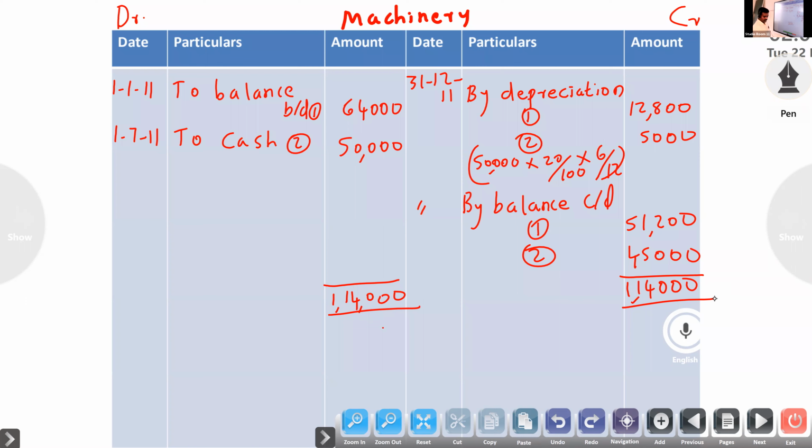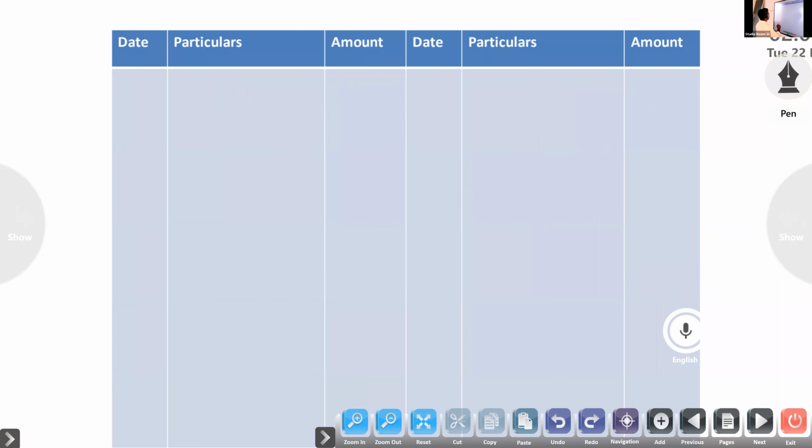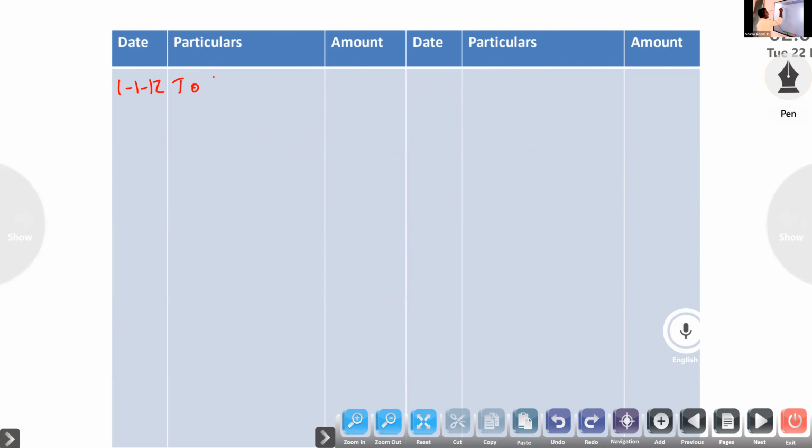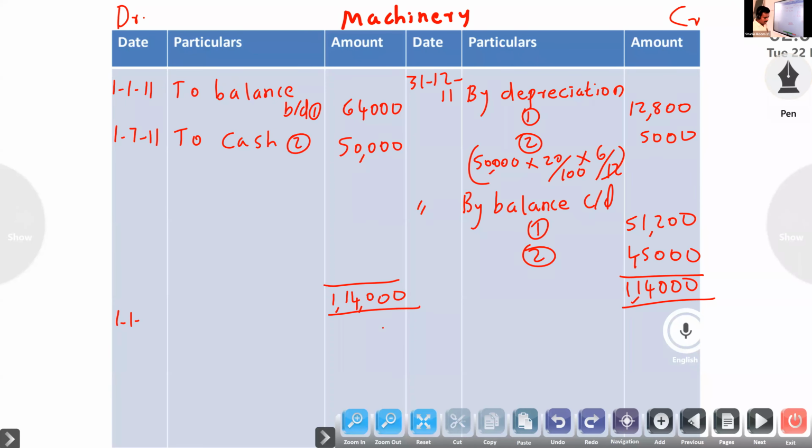Next, 1st January. So next year we'll write. Next page. 1st January 2012. To balance b/d, 51,200. Second one, 45,000. Now you have to check.